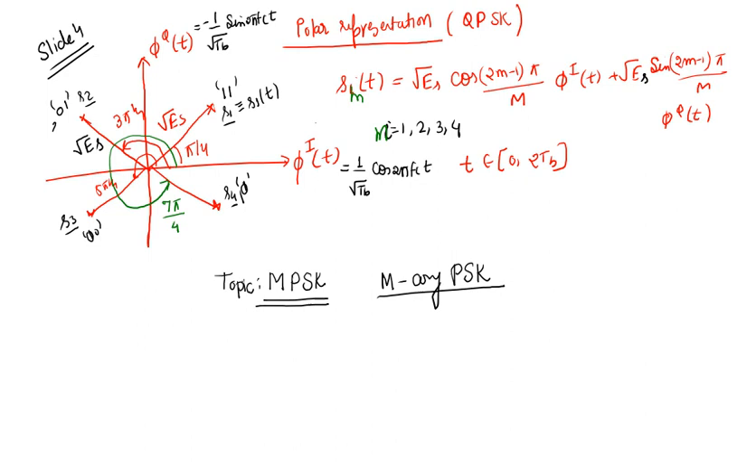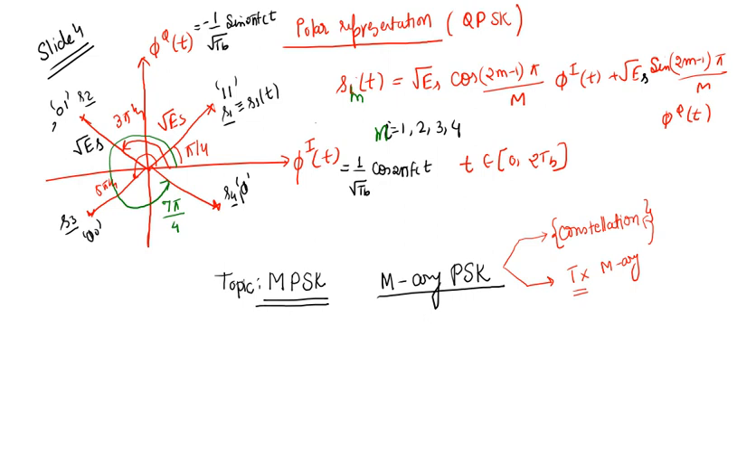So in today's class, we will see M-ary PSK, meaning M-ary phase shift keying, and under this we will see its constellation and how to design the transmitter of M-ary PSK for a designed constellation. So first we'll look at the constellation, and then based on that constellation we will try to design the transmitter for the M-ary PSK signal.